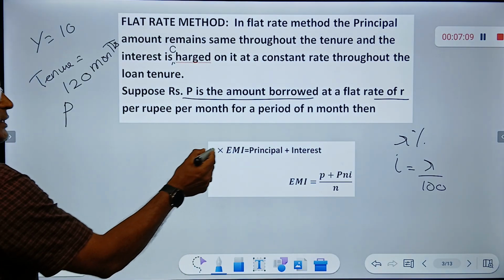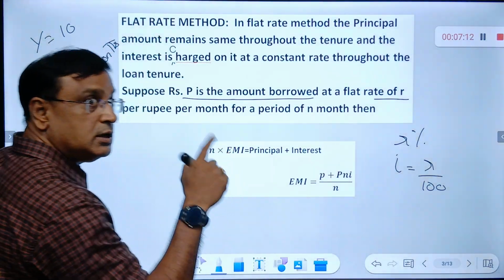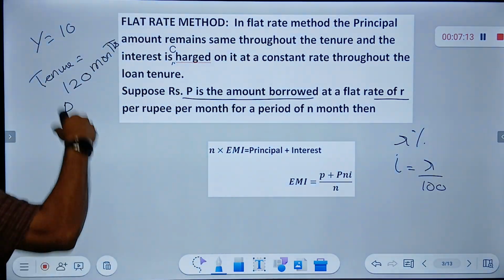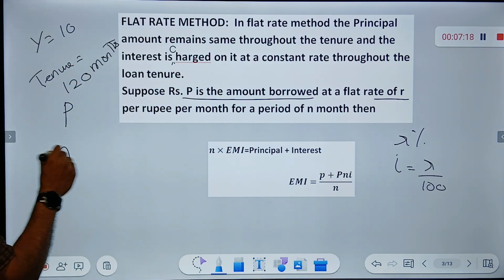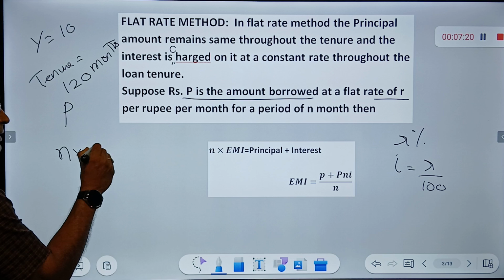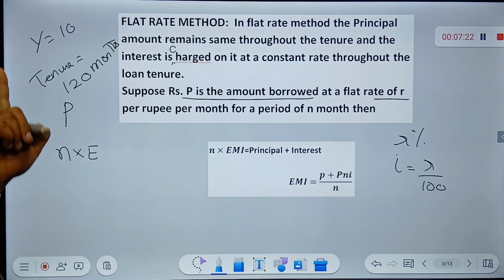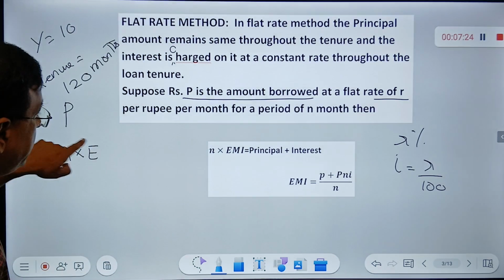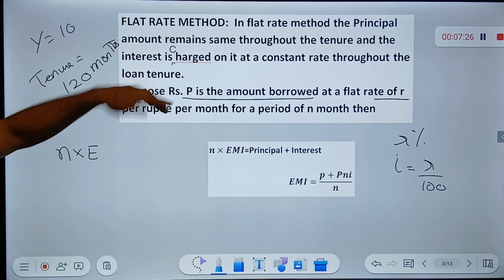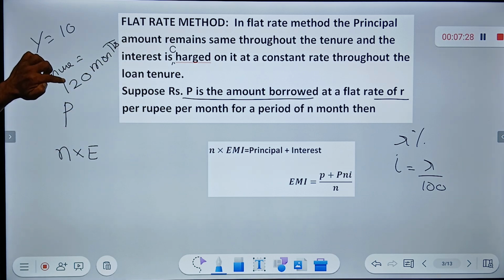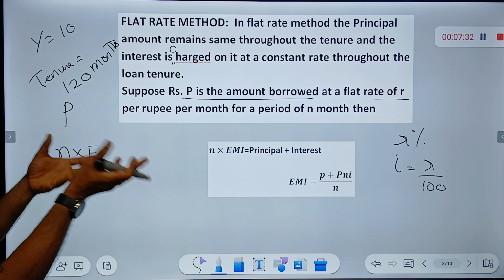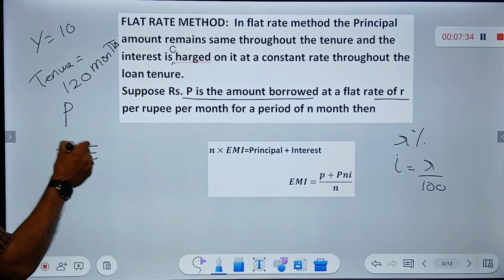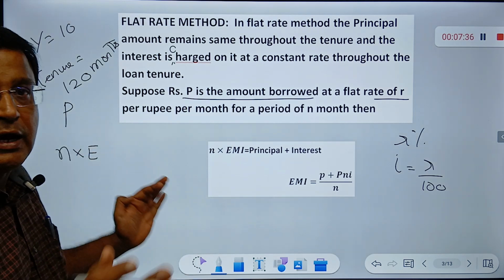Now, this EMI is paid for how many months? It is paid for N months. So, total EMI paid will be the number of periods into the EMI that I paid. One EMI is E, but I paid it for N periods. Here N is 120, and every month I pay E. E is the EMI, some amount. So N into E is the total EMI that I have paid.